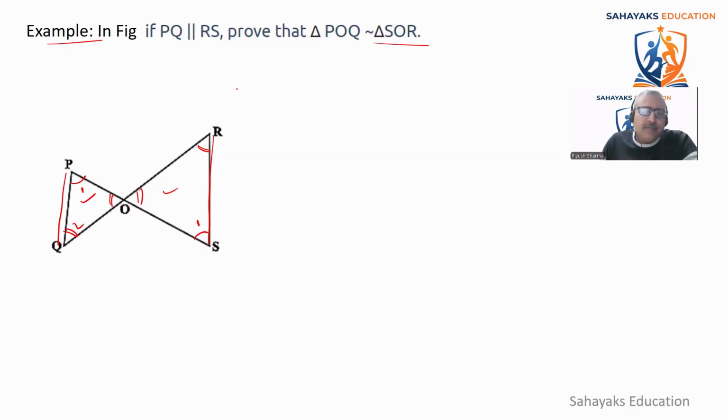I'm not doing anything here. I just told you that this angle is equal to this angle, this angle is equal to this angle, and the third angle is equal to the third angle. That means these two triangles are similar because of AA similarity. So triangle POQ is similar to triangle SOR.